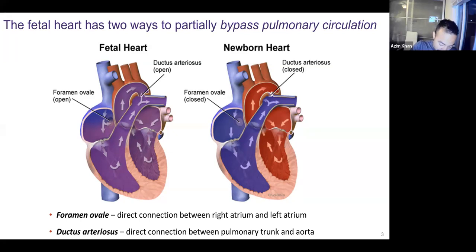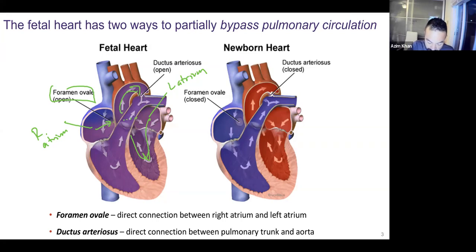If we're here in the right atrium, rather than going to the right ventricle, instead we can go through this hole, the foramen ovale, and end up in the left atrium. Now that we're on the left side of the heart, we can go to the left ventricle and then go to the rest of the body. That's one bypass, the foramen ovale.